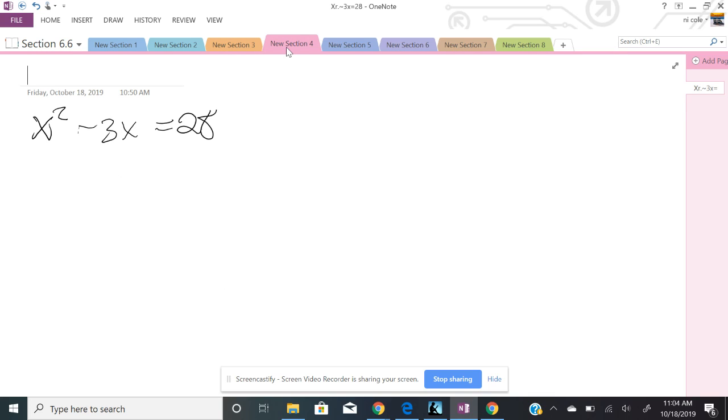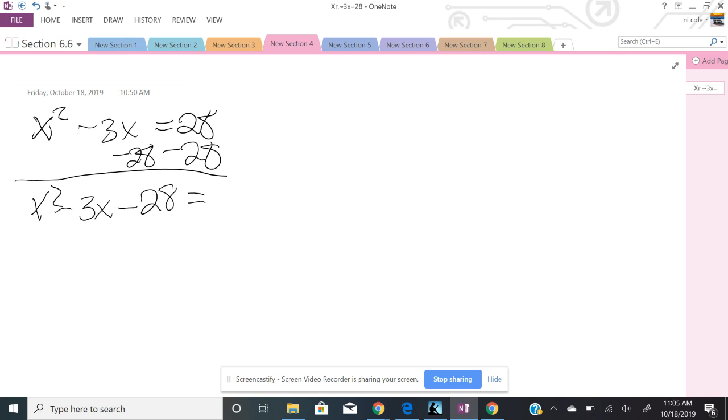What about this? Like before, on the previous two problems, there was something special about them. When we are solving, we always have to set the equation equal to 0. Right now, my equation is not equal to 0, it's equal to 28. I can easily take care of that by subtracting 28 from both sides. That would give me x squared minus 3x minus 28 equals 0.